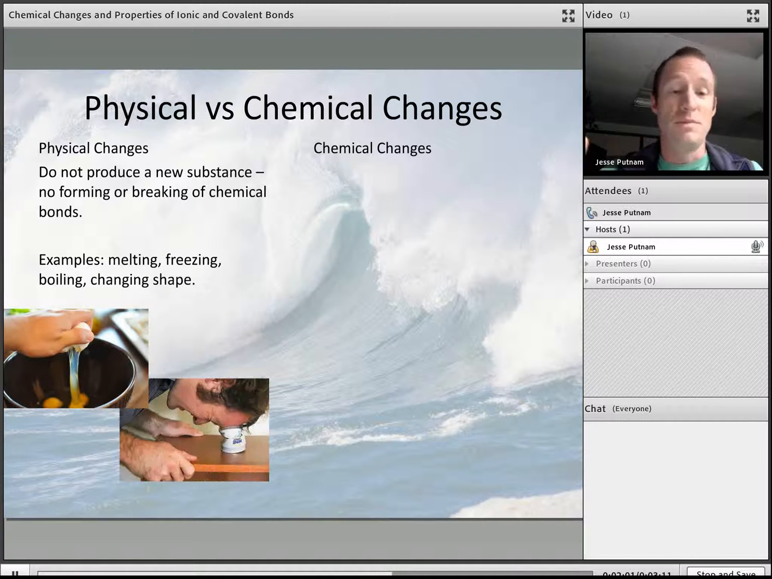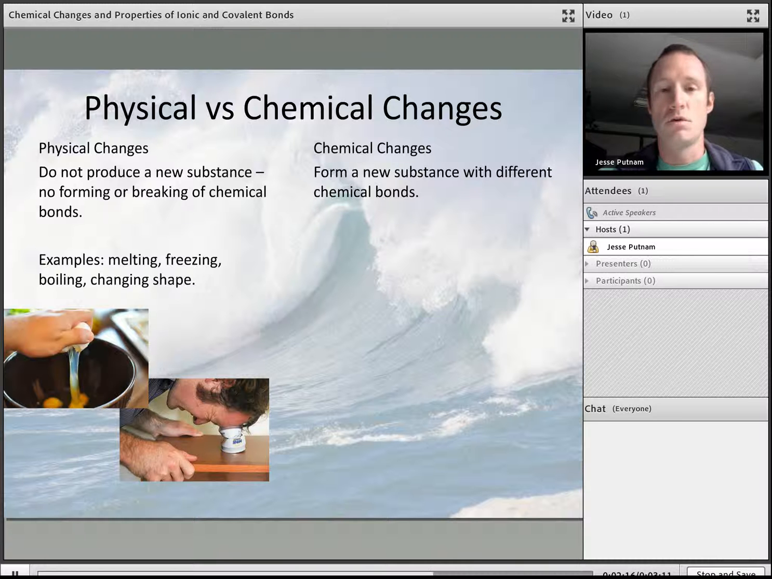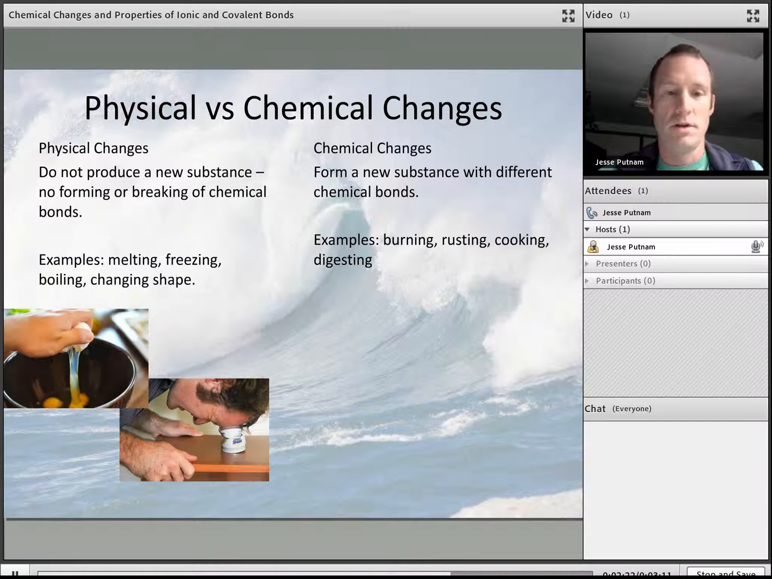Another example would be crushing a can. The can looks a little different, but it's still the same substance. It's still aluminum. Now let's consider chemical changes where there's actually a breaking or forming of new chemical bonds. Now, of course, that's going to form a new substance with different bond structures.